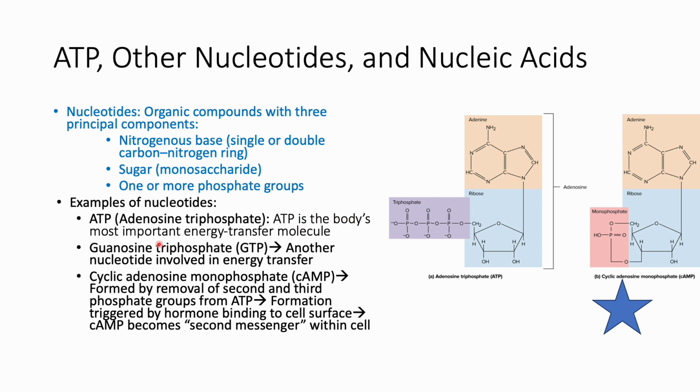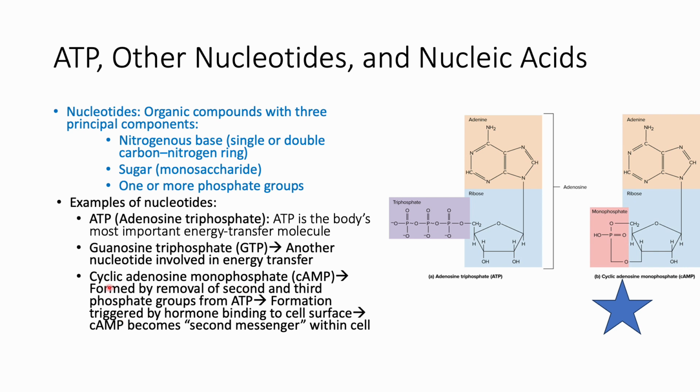Some examples of our nucleotides are ATP, a very important compound here, adenosine triphosphate. It is the body's most important energy transfer molecule. We also have GTP, guanosine triphosphate, another nucleotide involved in energy transfer. Another important one we see here. So this one here is actually adenosine triphosphate, where we have adenine, ribose, and 3 phosphate groups. Here we have cyclic AMP, where we have ribose and adenine and only 1 phosphate group.